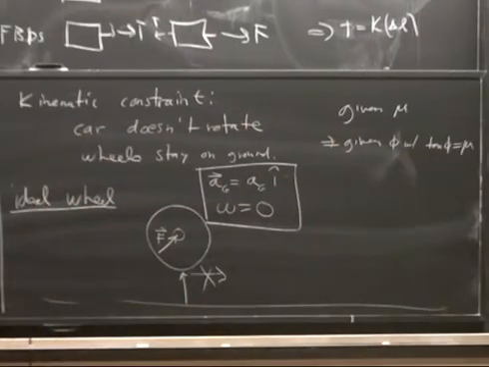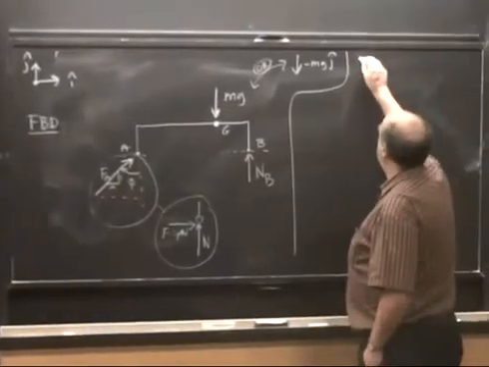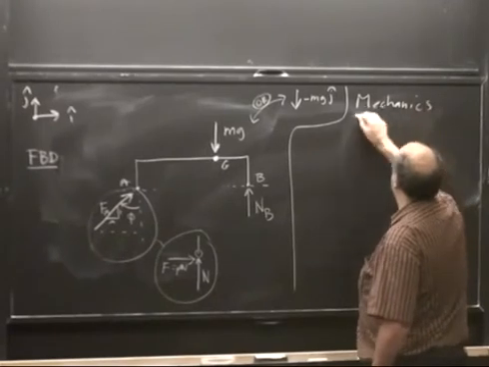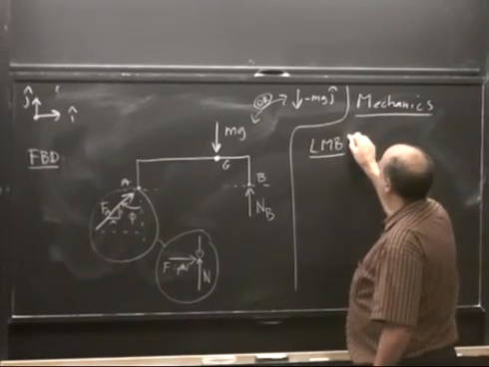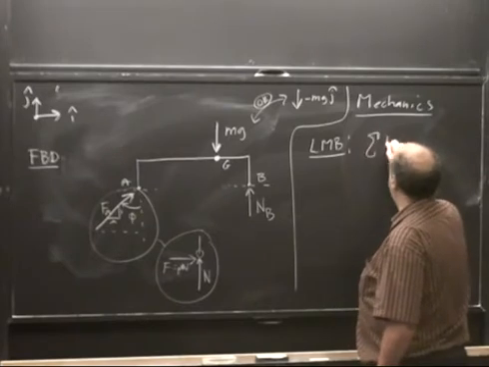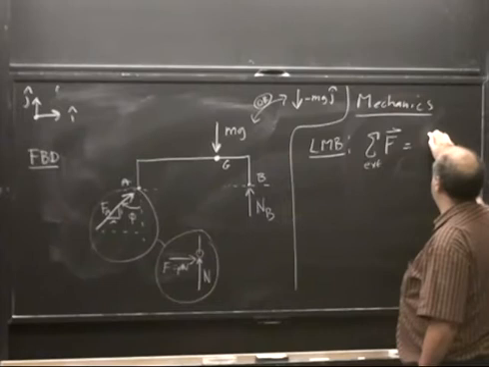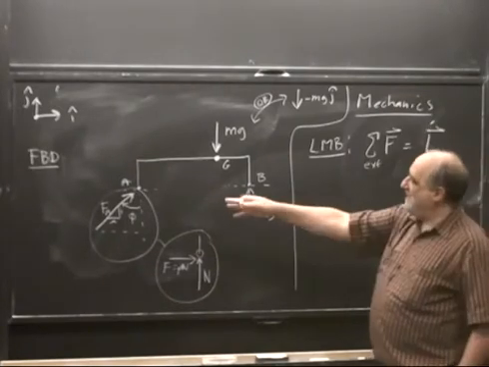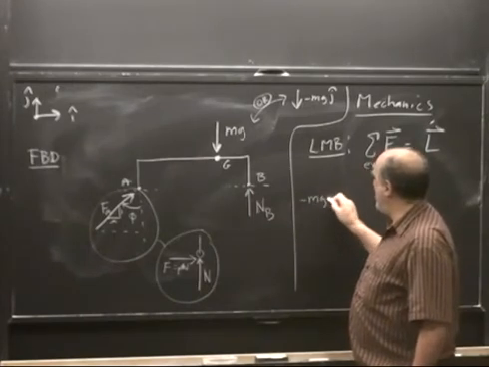Okay, what equations do we have to work with here? We have mechanics. And the mechanics says that we have the linear momentum balance equation. The linear momentum balance says that the sum of the external forces on the car is equal to the rate of change of linear momentum. For a car like this, we have minus mgj.